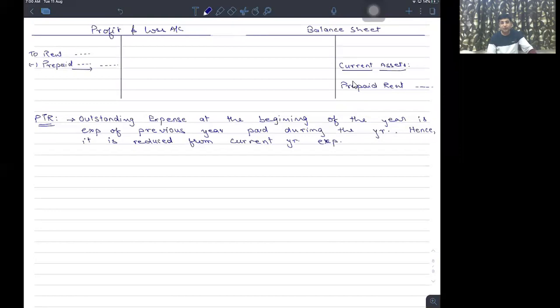All right. There will be no second effect of this. Why no second effect is because it won't be shown in the balance sheet of the current year. It was already shown in the balance sheet of the previous year.